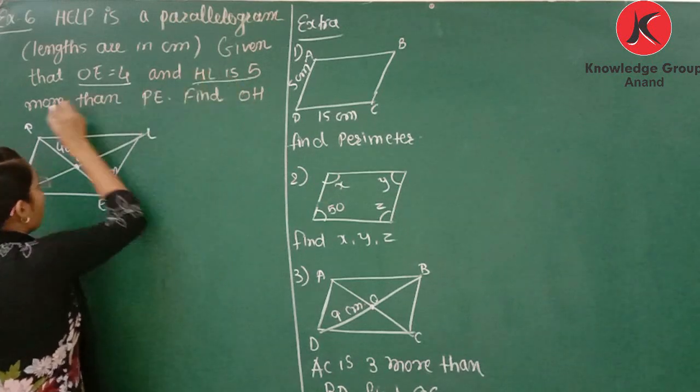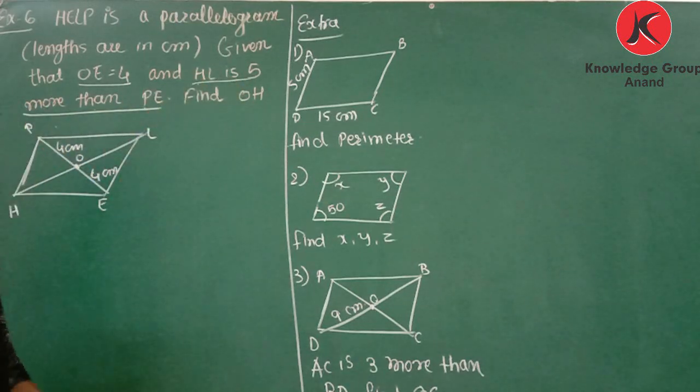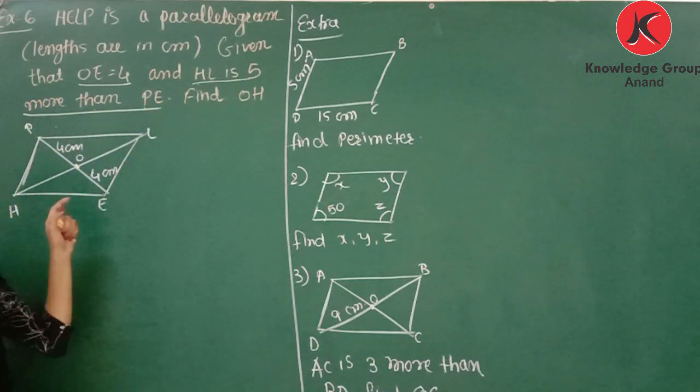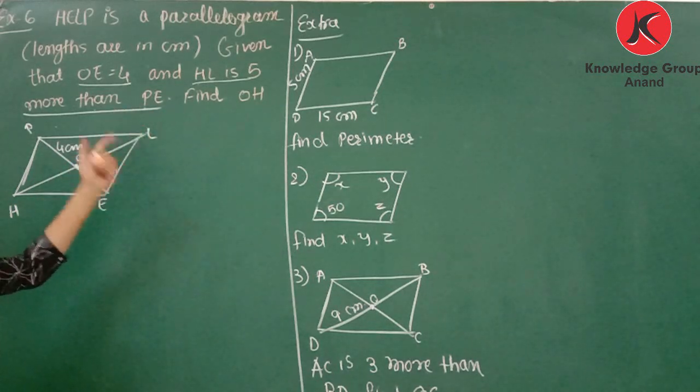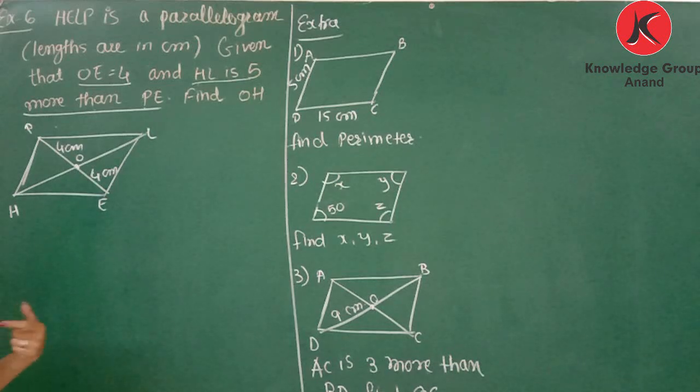HL is 5 more than PE. Our PE length is what? 8 centimeters. So what will be HL? It is 8 plus 5, and then you can find OH. Clear?